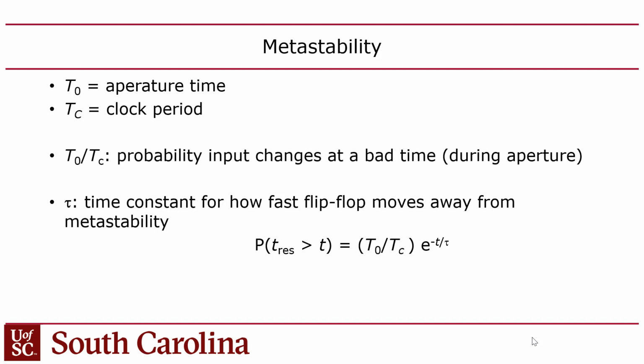Okay? There's an additional parameter you put as a coefficient in front of the exponential. It's t sub 0, which is the aperture time, divided by the clock period. So it's just the ratio between the aperture and the clock period, right? How much of the clock period is taken up by that aperture time, okay?